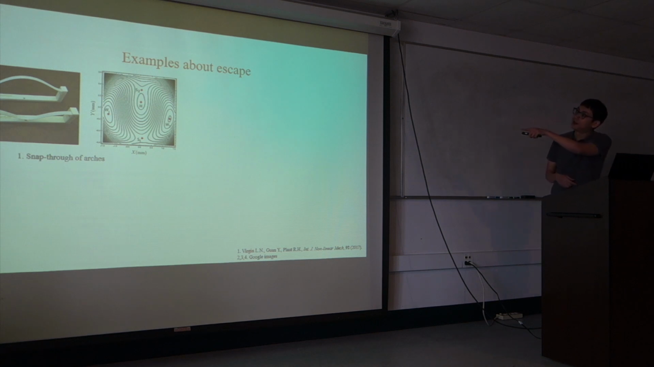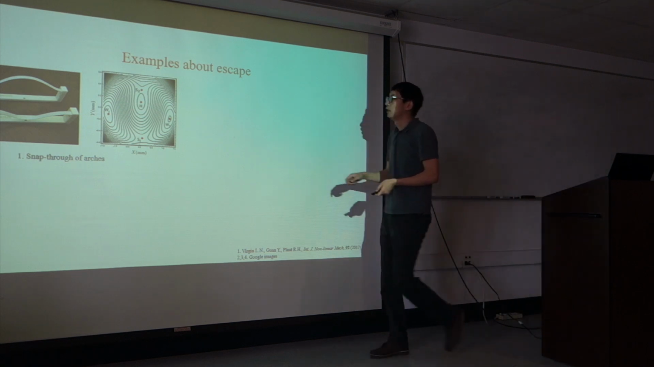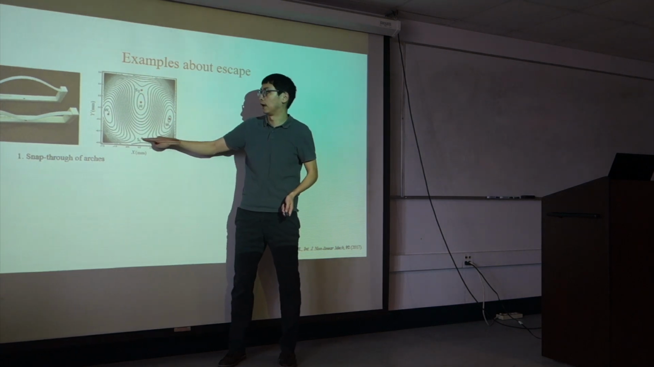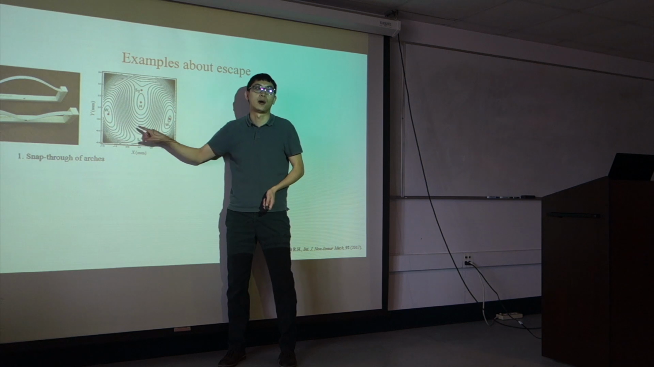On the right figure, it is a potential contour. There are 2 potential wells. The escape means the motion between W1 and W2, which usually occurs around the saddle point.